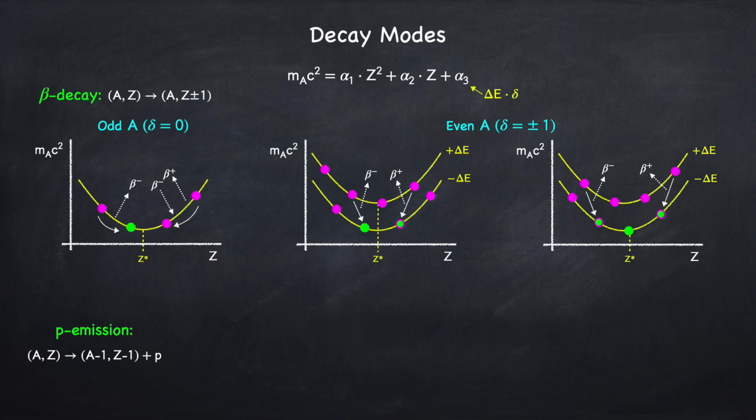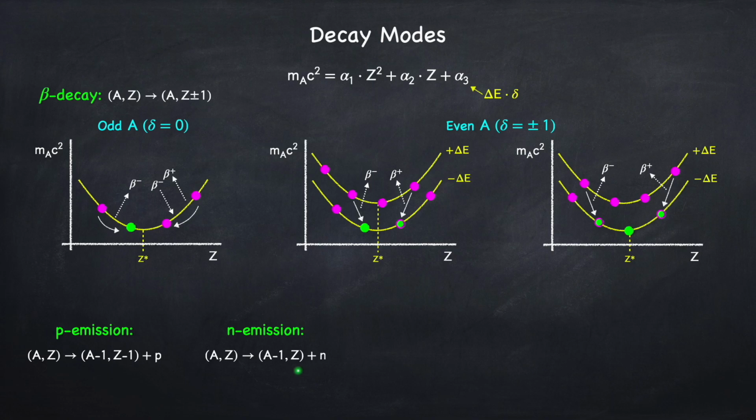Another possibility is that you pop off a neutron. In this case, we're again changing A by a value of 1, so we're jumping from this scenario to that one, or vice versa, but Z stays the same, since we haven't lost a charged particle.